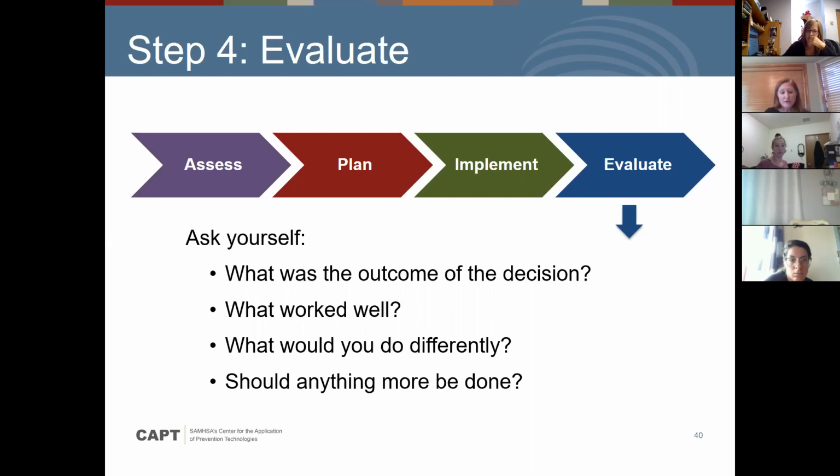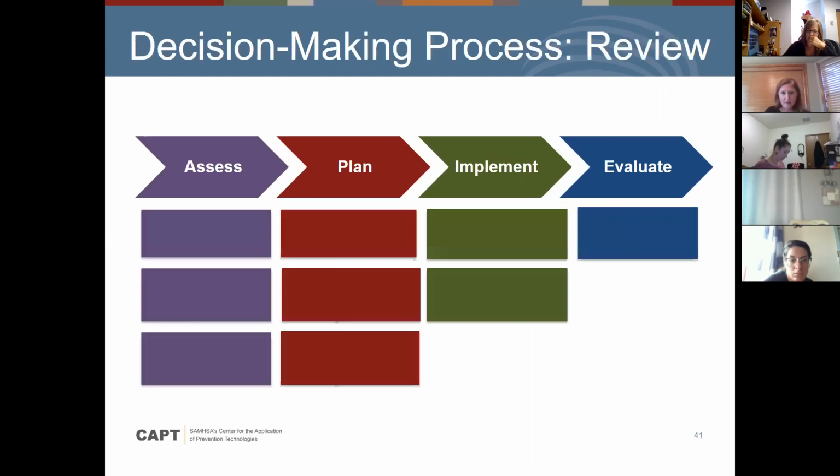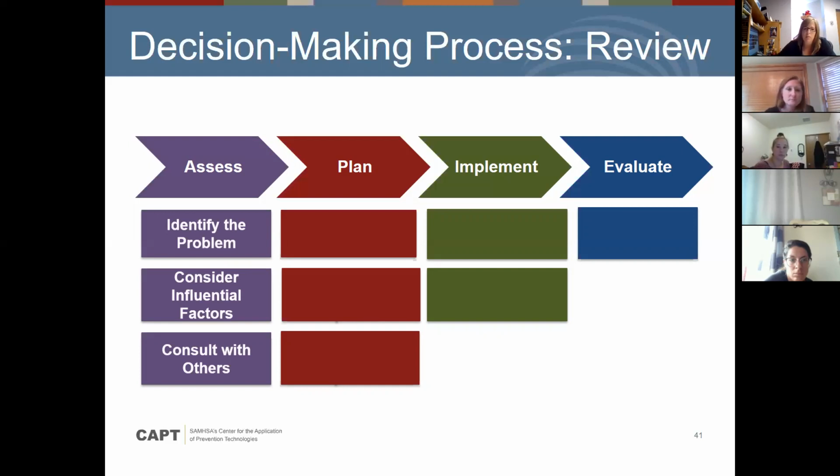Okay, so now Dodie's going to recap what we talked about as a big picture of reviewing this decision-making process, and I'm going through a couple more activities before we close up. All right, so under assess, remember, we identified what the problem was, making sure that we had that neutral problem statement and keeping all the opinions out of it. So what is the problem that we're dealing with? We're going to consider the influential factors and we're going to consult with others.